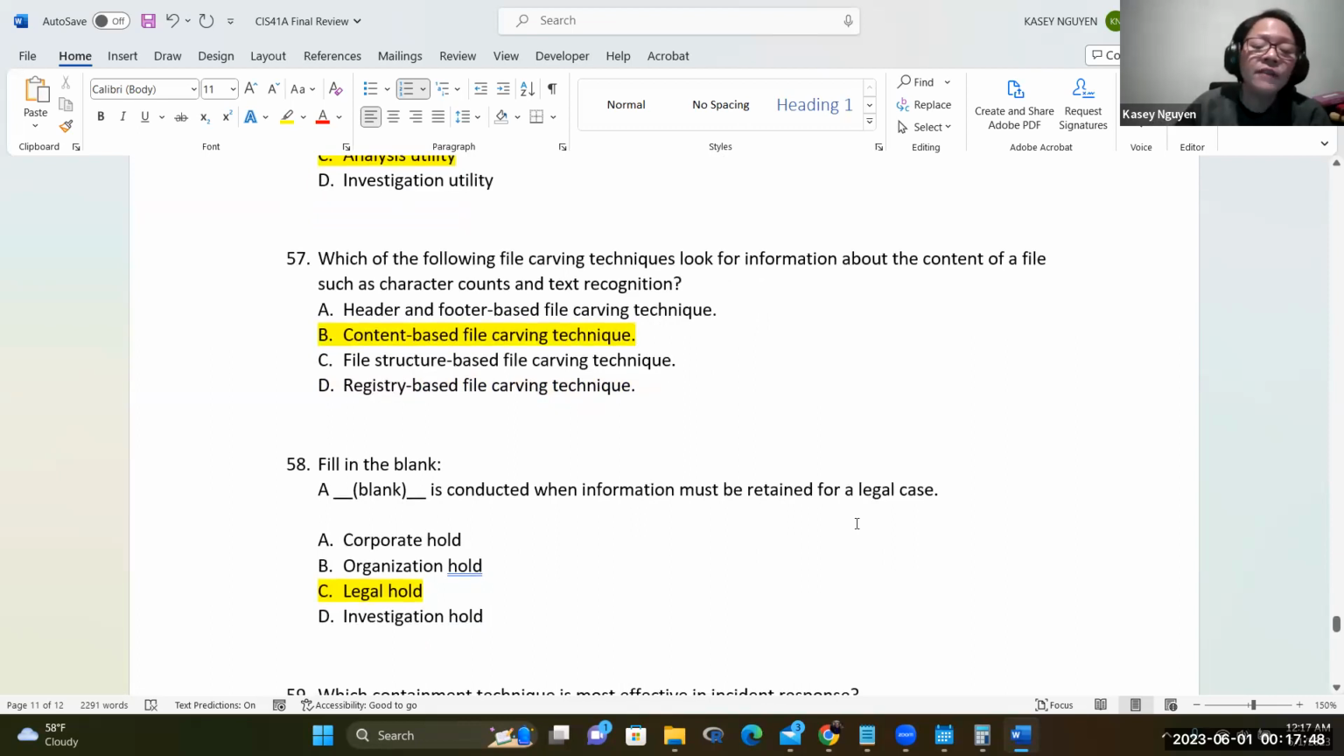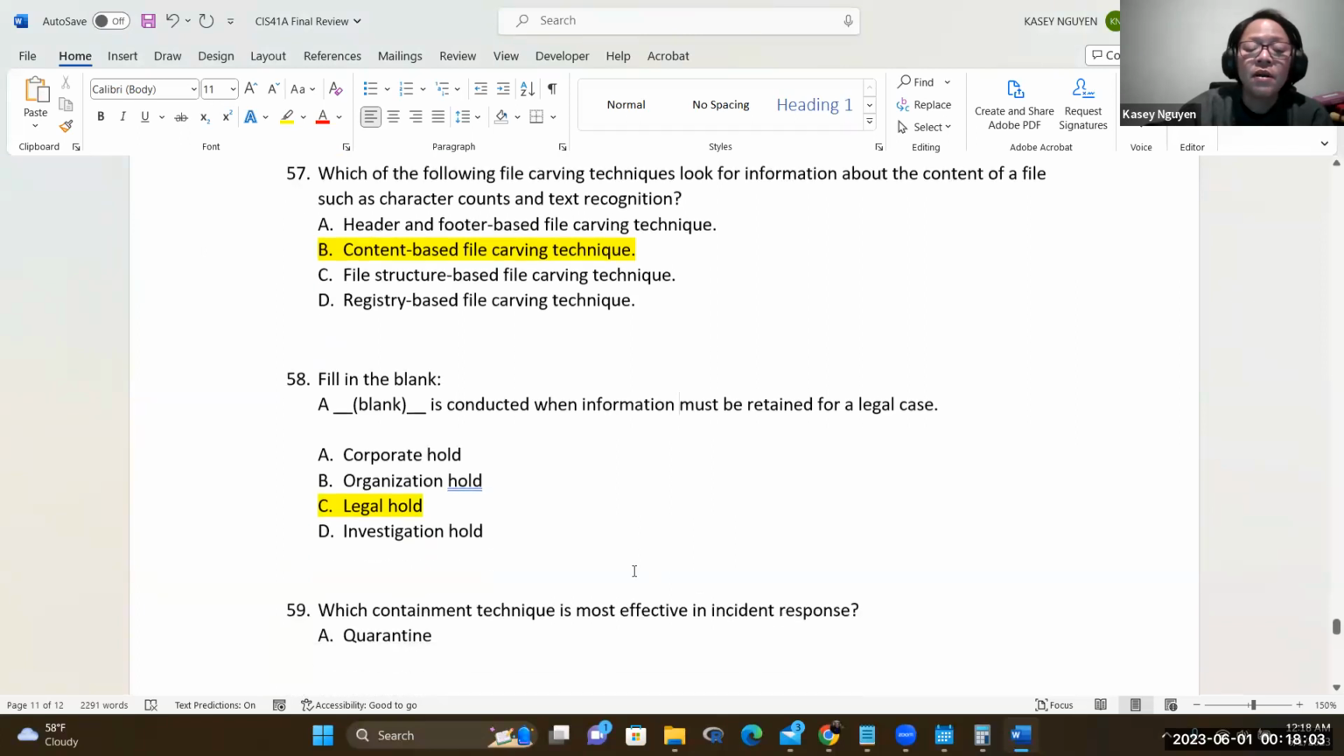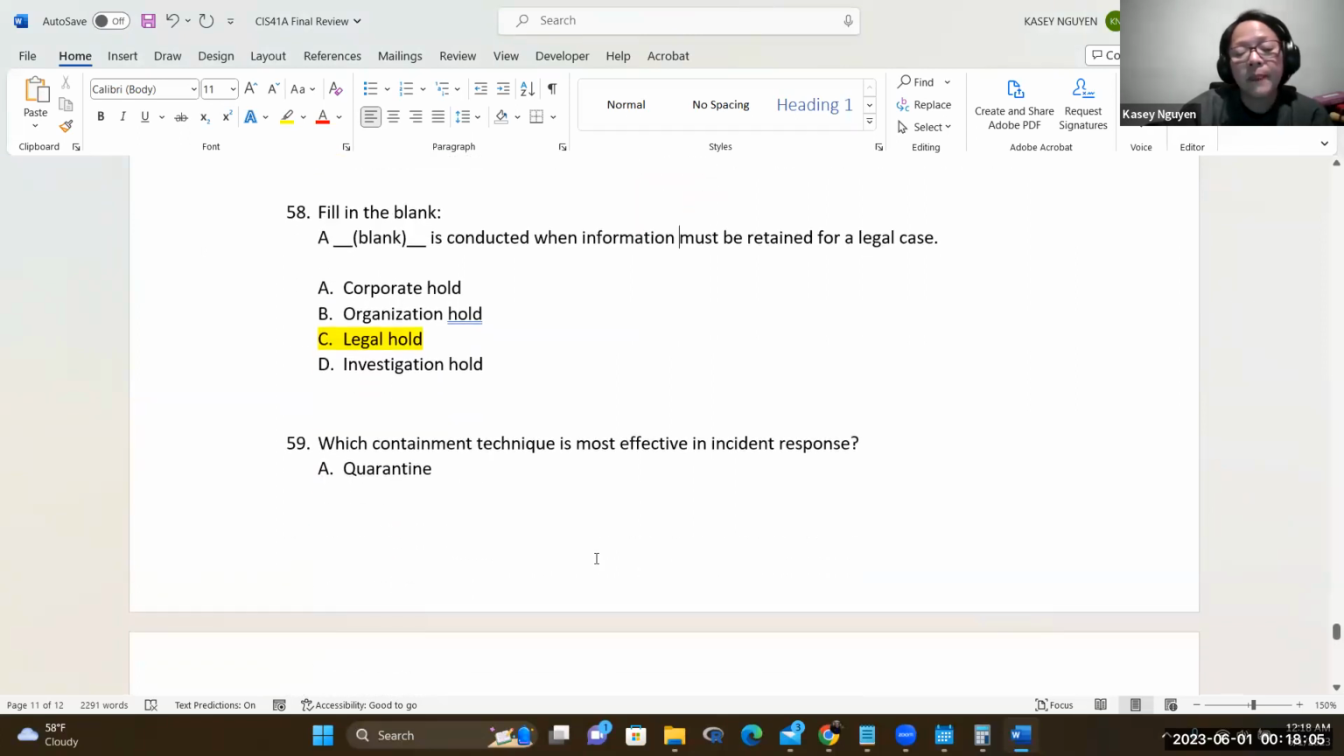58, fill in the blank. The blank is conducted when the information must be retained for a legal case, and that is legal hold. Legal hold requires that we retain investigative information for our litigation.